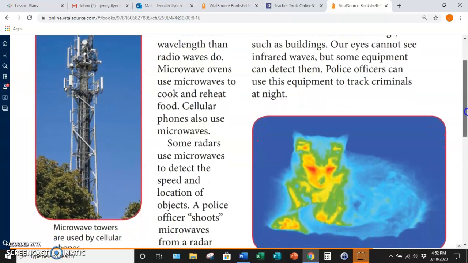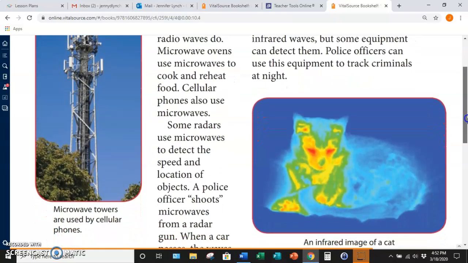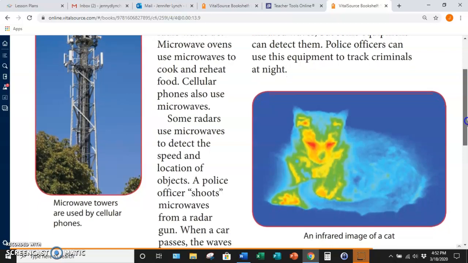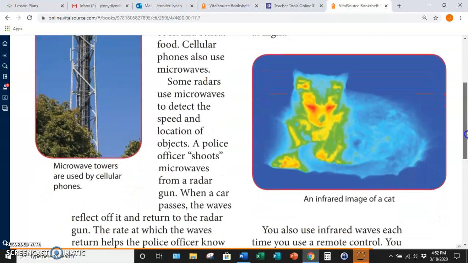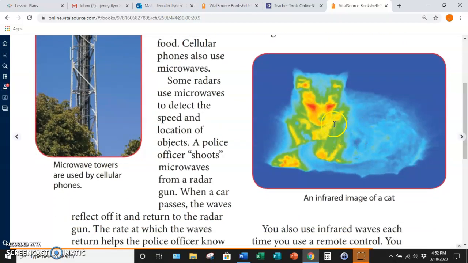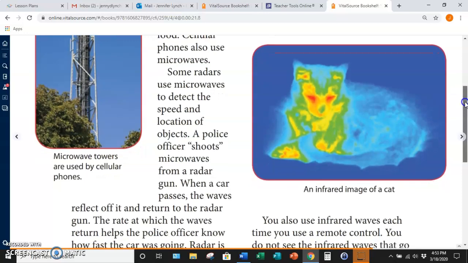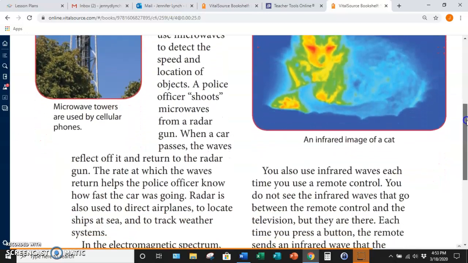Our eyes cannot see infrared waves, but some equipment can detect them. Police officers can use this equipment to track criminals at night. So this is one of a cat. The cat's sitting there, and the parts of the cat that are warmer are different colors, as you can see here, like the red and that kind of stuff. But it helps you to see the animal in the dark when you can't see it. So police will do this at night to find criminals that are running away.